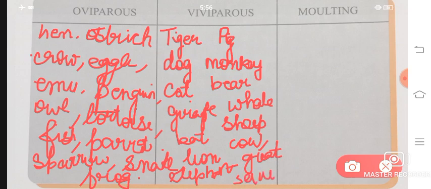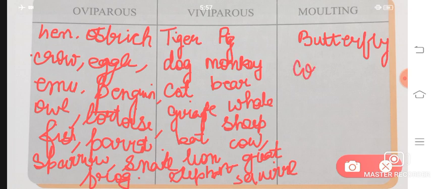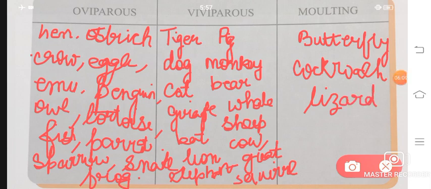Then next is your molting animals. There are not many molting animals. Number 1 is your butterfly. Next is your cockroach. And the last one is your lizard. Lizard, that is chipkali. Lizard.